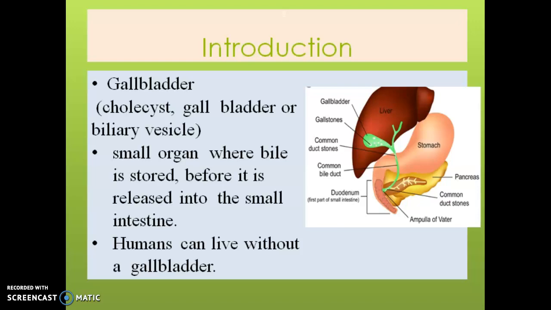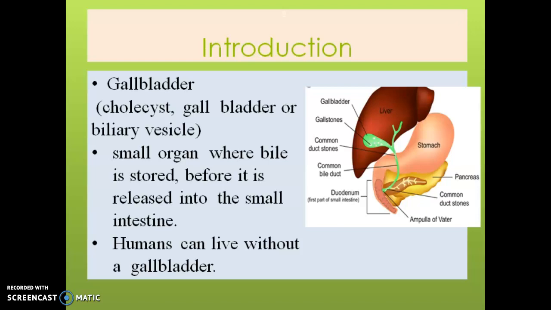The bile is a yellow-brown digestive fluid which is produced by the liver, and the gallbladder is a part of the biliary tract. The gallbladder is also known as the cholecyst and biliary vesicle. It is a small organ where the bile is stored before it is released into the duodenum of the small intestine.